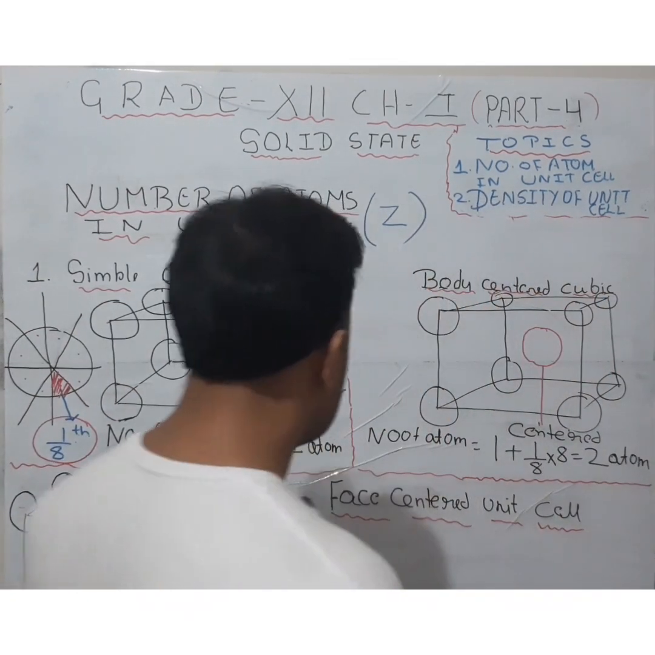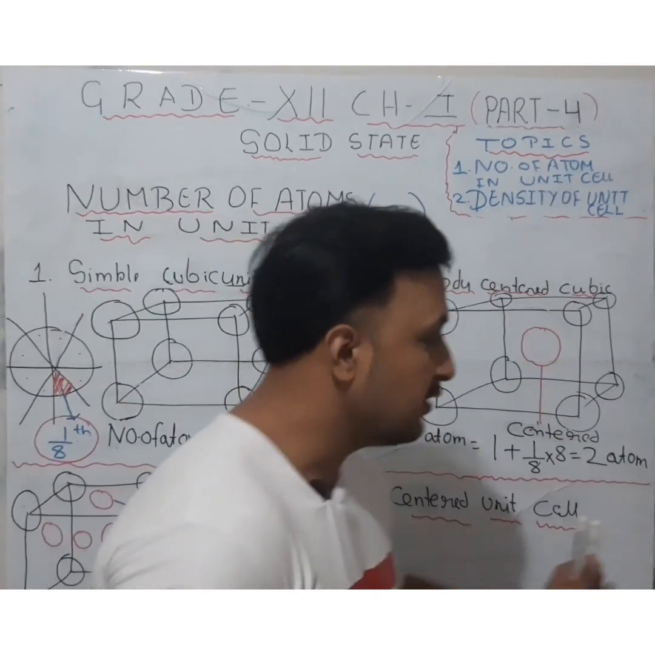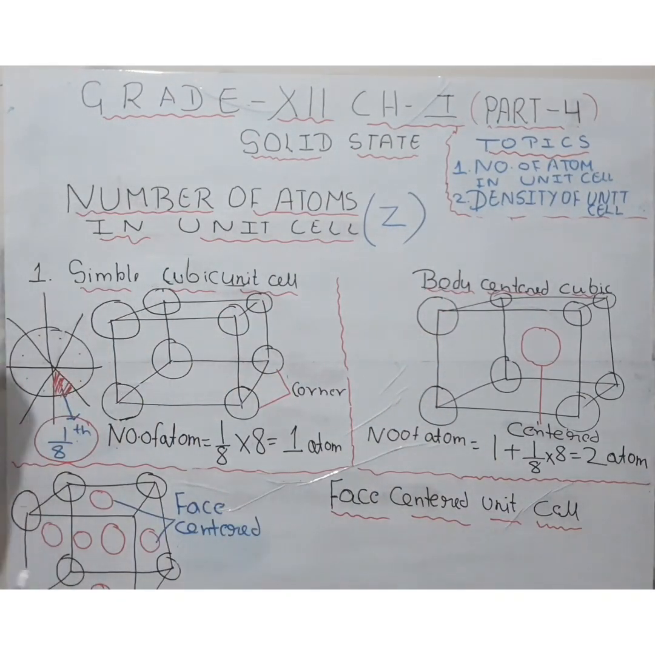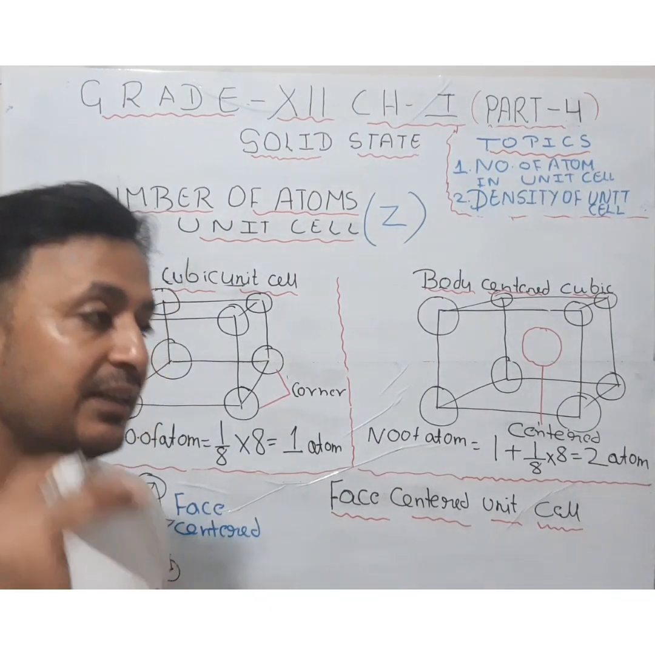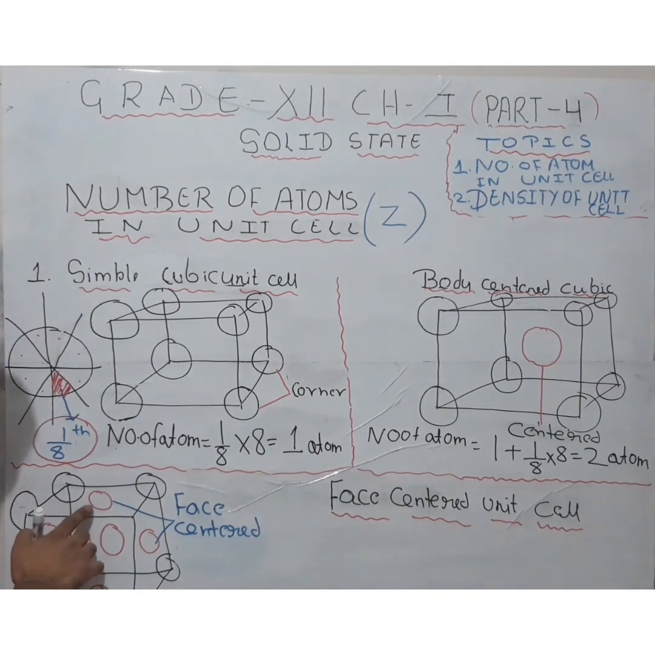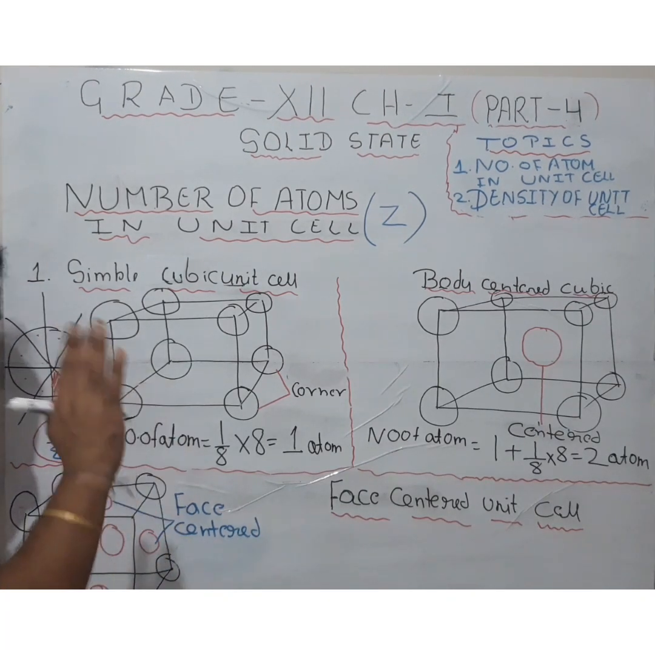Now we move to the third type, that is the face-centered unit cell. In the face-centered unit cell, if you remember, the corner particles will be as usual. They are going to be present and occupying the corner positions. But one particle will be present in the center of each face. The red spheres which you can see here all are present in the center of each face of a unit cell. So these are face-centered ones. Okay. So that was the face-centered unit cell.